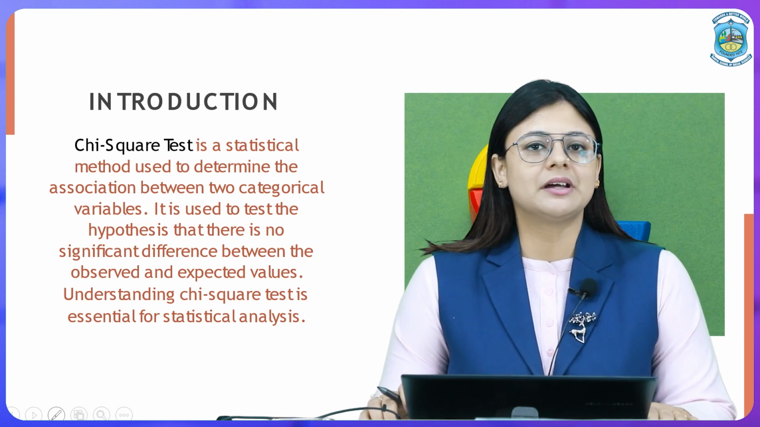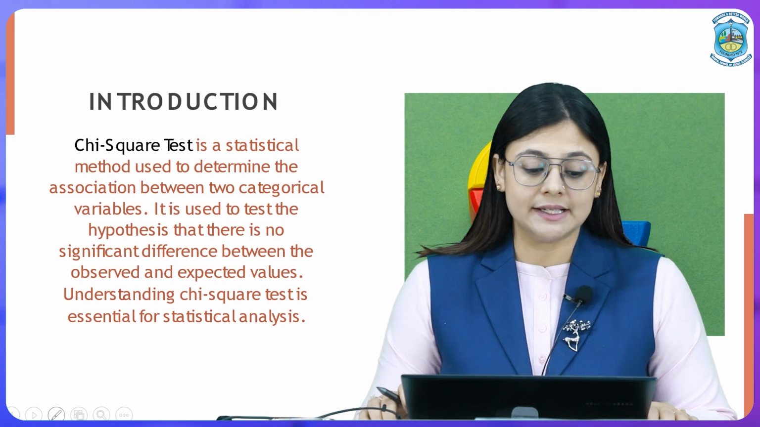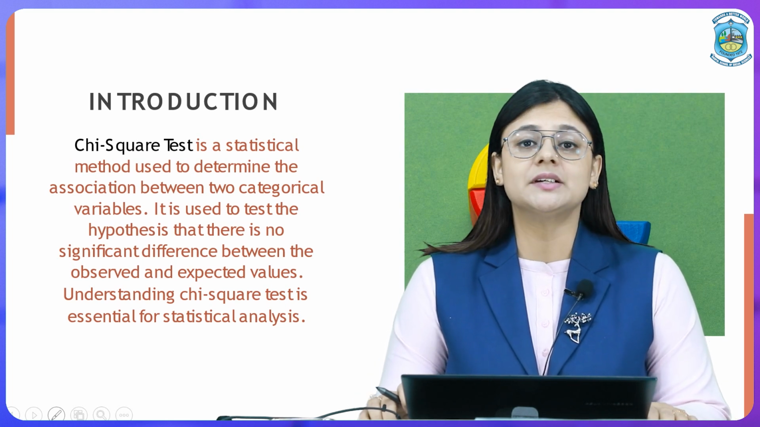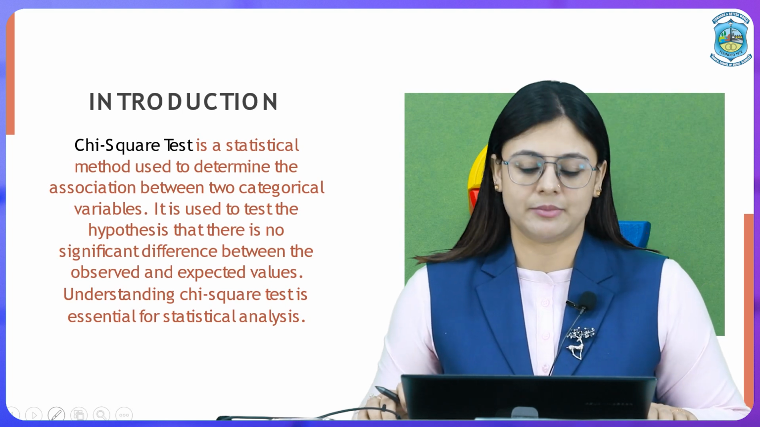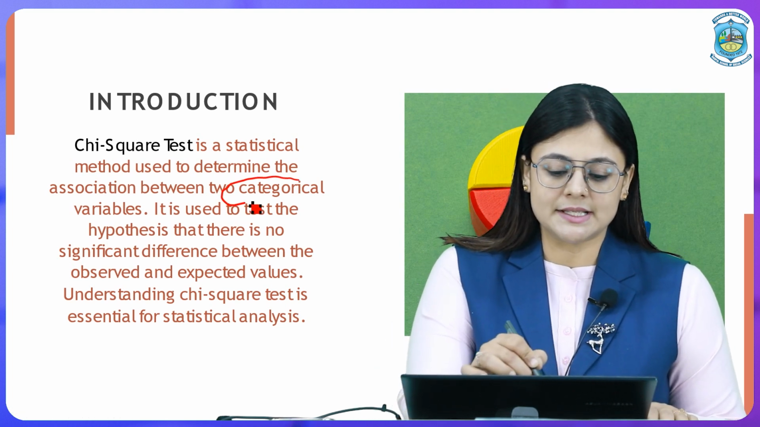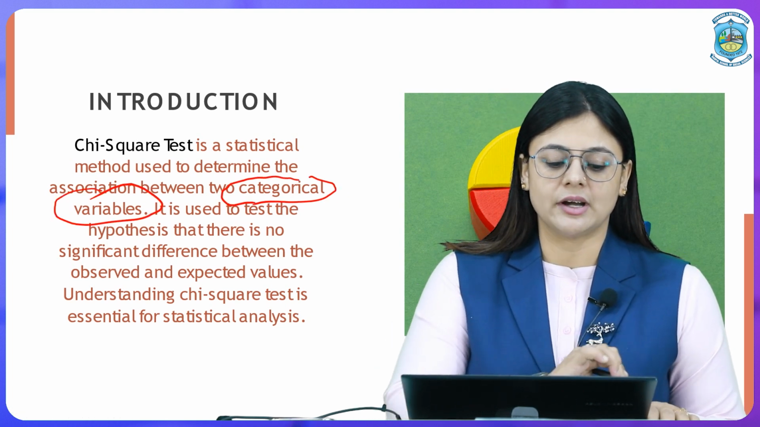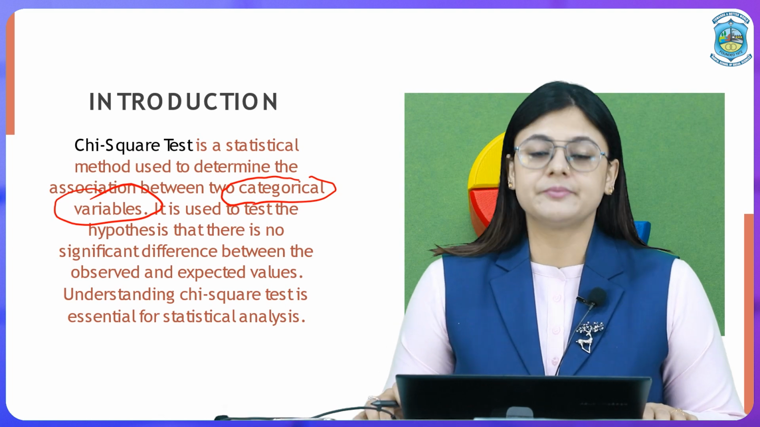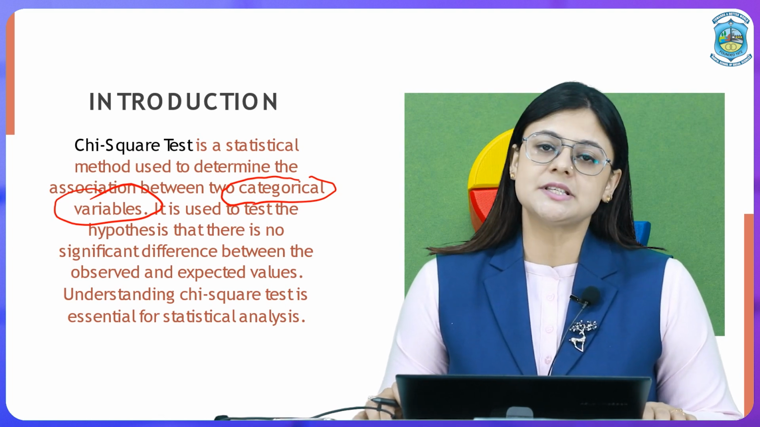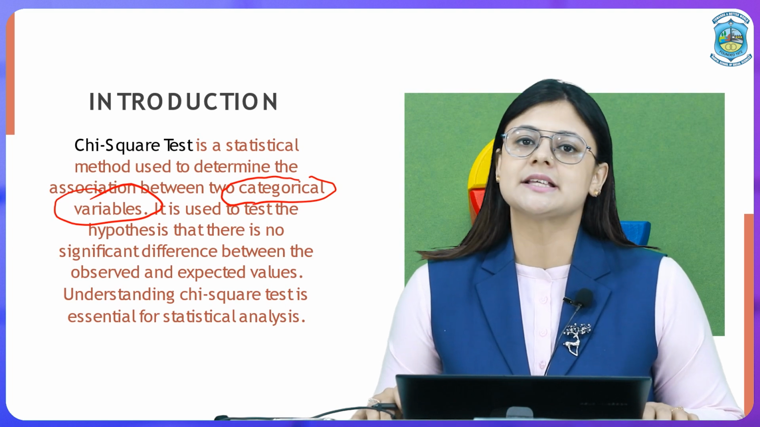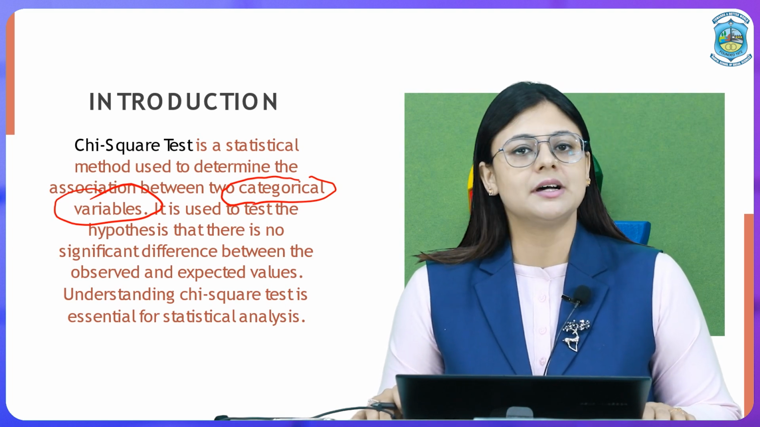So let's have a quick recap of what a chi-square test is. A chi-square test is a statistical method which is used to determine the association between two categorical variables, right. So please remember this word, categorical variable, in the context of chi-square is very important. It is used to test the hypothesis: is there a significant difference between the observed values and the expected values for a particular sample?